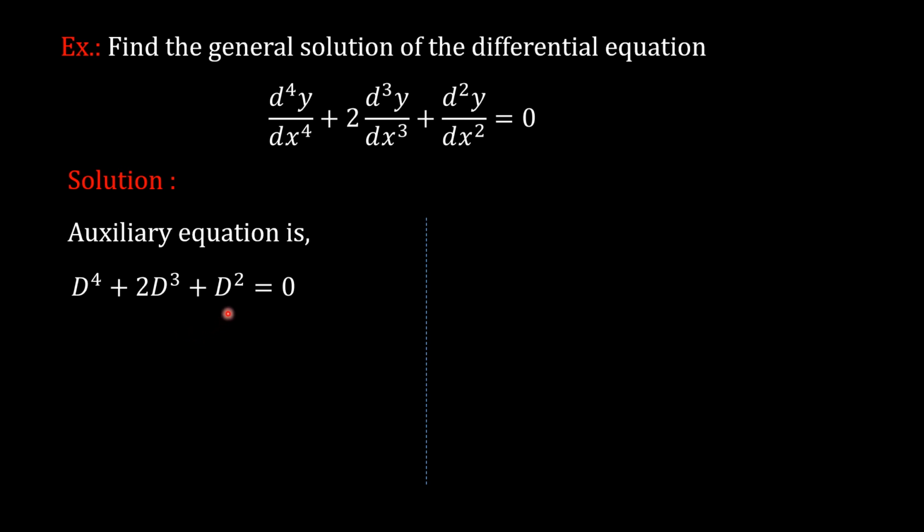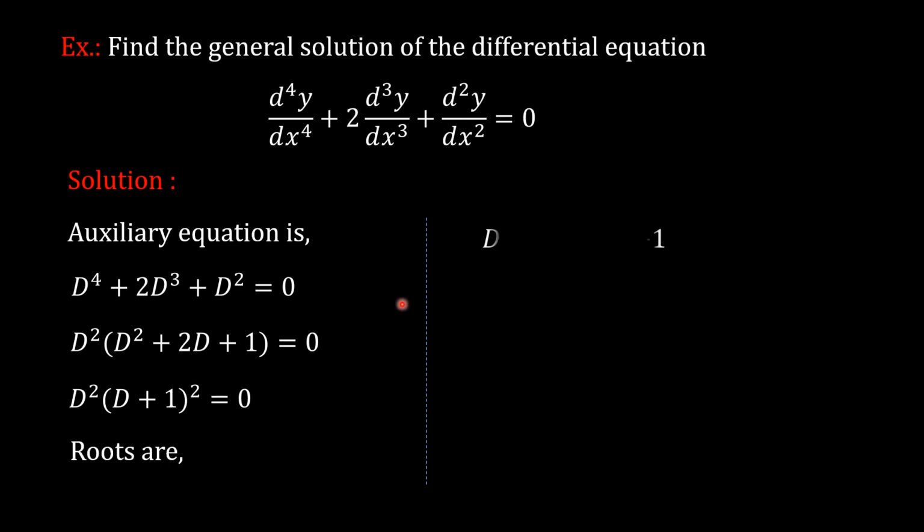Now, D square is the term with minimum power in the auxiliary equation. So take it common, and therefore in the bracket we are left with D square plus 2D plus 1, into D square is equal to 0. Now again this is the standard formula, which is the square of (D plus 1). Therefore roots are D equal to 0, 0, minus 1, minus 1. Here we got total 4 roots, out of which 0 is repeated 2 times and minus 1 is repeated 2 times.